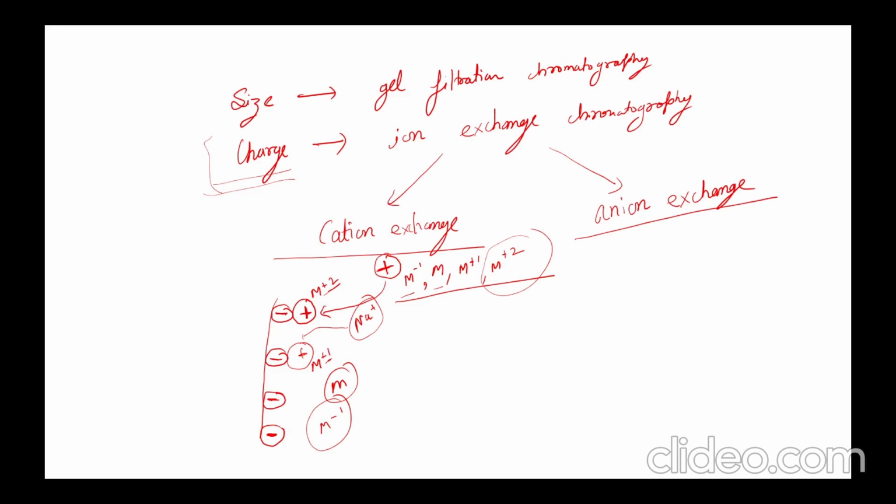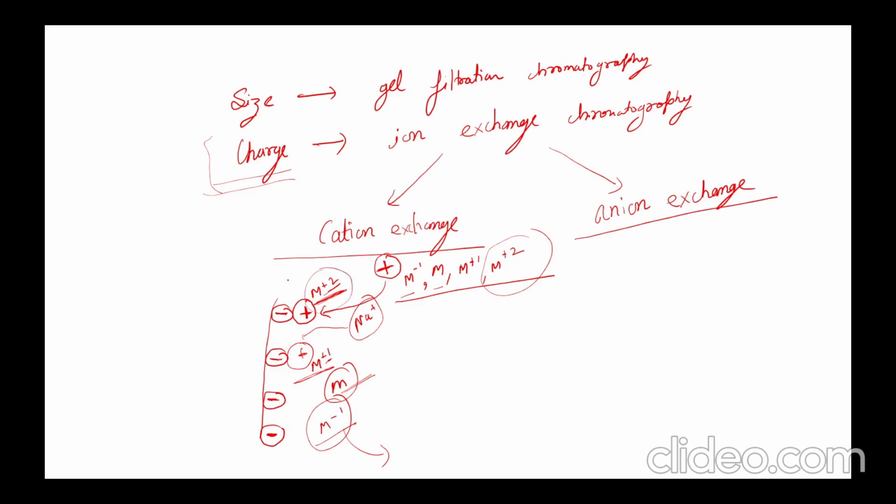Before that, the unbound proteins will come out. So the negatively charged and non-charged ones will come out first, and when you start increasing the salt concentration slowly, first the loosely bound or less positively charged ones will come out, and then the highly positively charged ones, because it will take more salt to be replaced by the positive sodium ions. So this will come last.